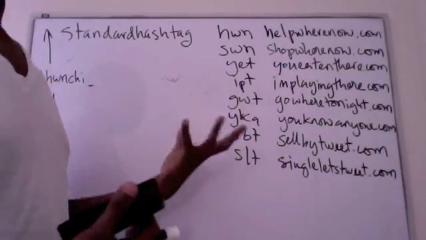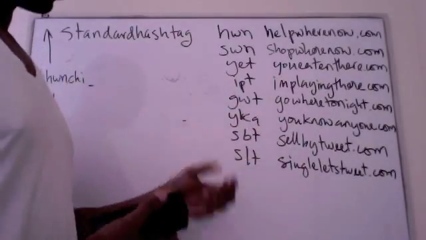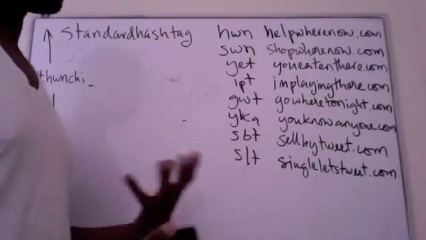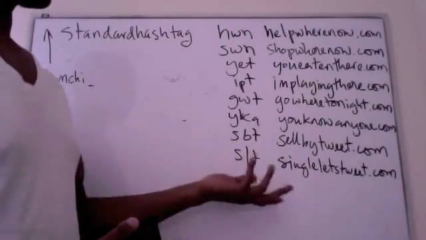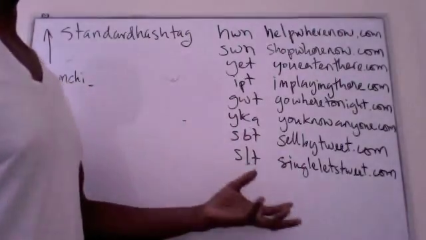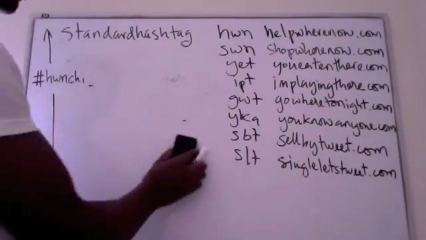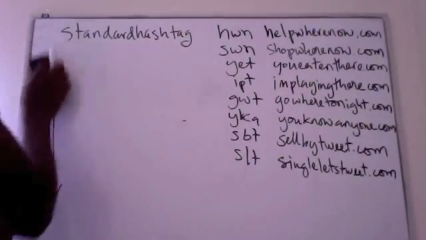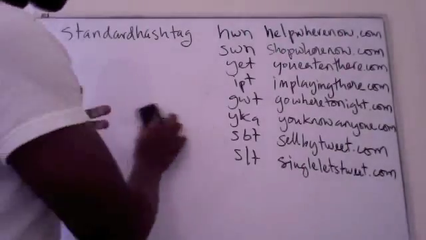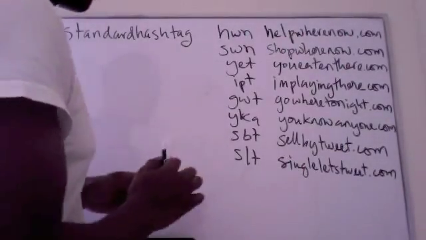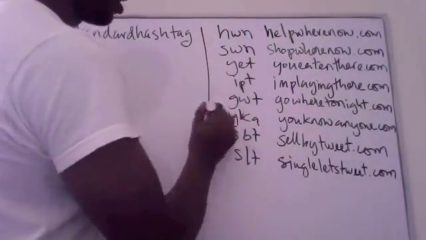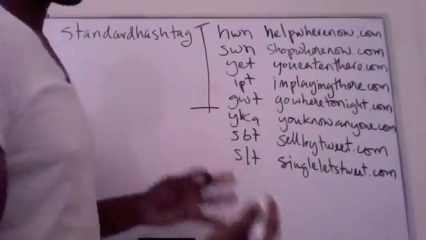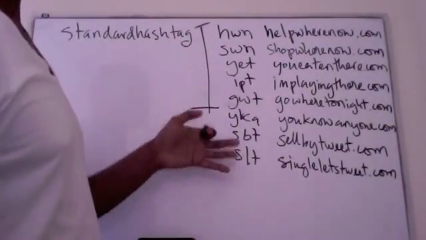Go Where Tonight is about events. You Know Anyone is about networking. Sell by Tweet is a way to have real-time classifieds on Twitter. And Single Let's Tweet is just a way to go and find out the singles on Twitter. You can go to each of the sites, and there are videos there that help you understand it a little bit more and explain it in detail. The top sites are set up so that you can actually just click on all of them and go right to search.twitter.com and get a real-time stream.